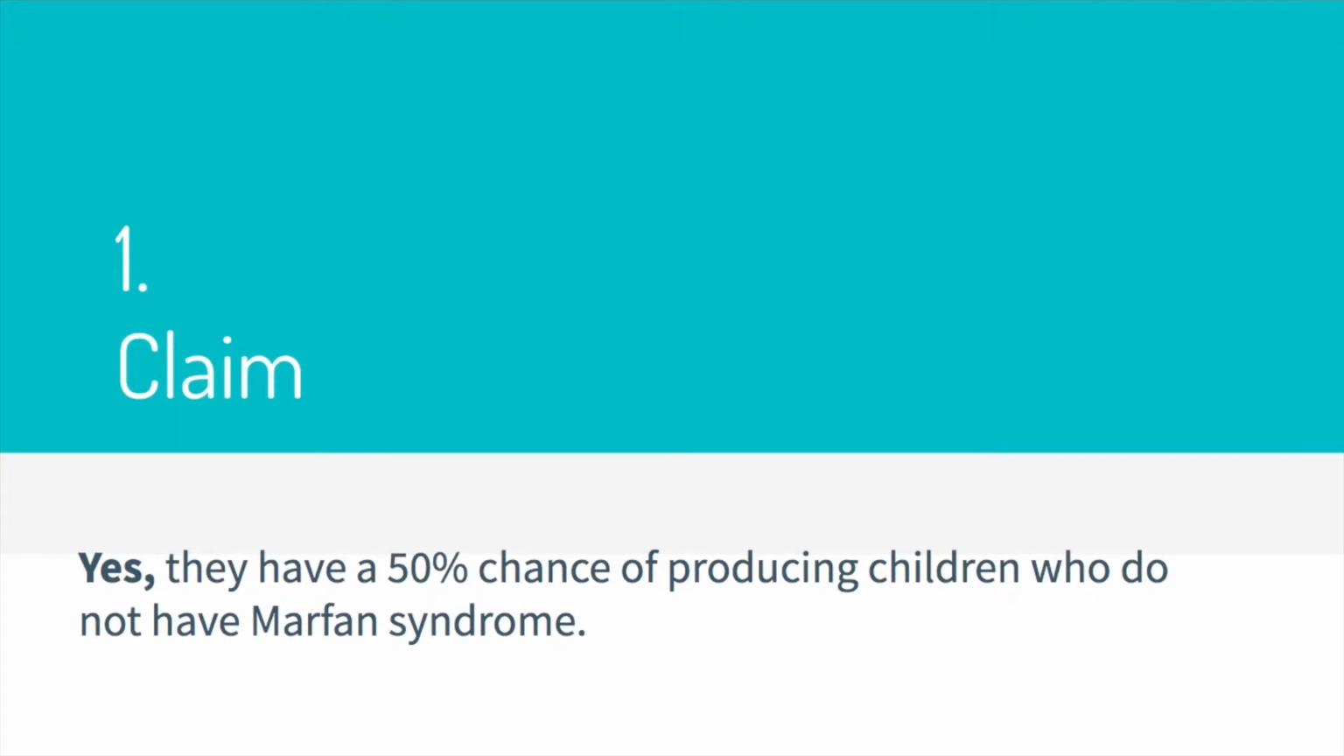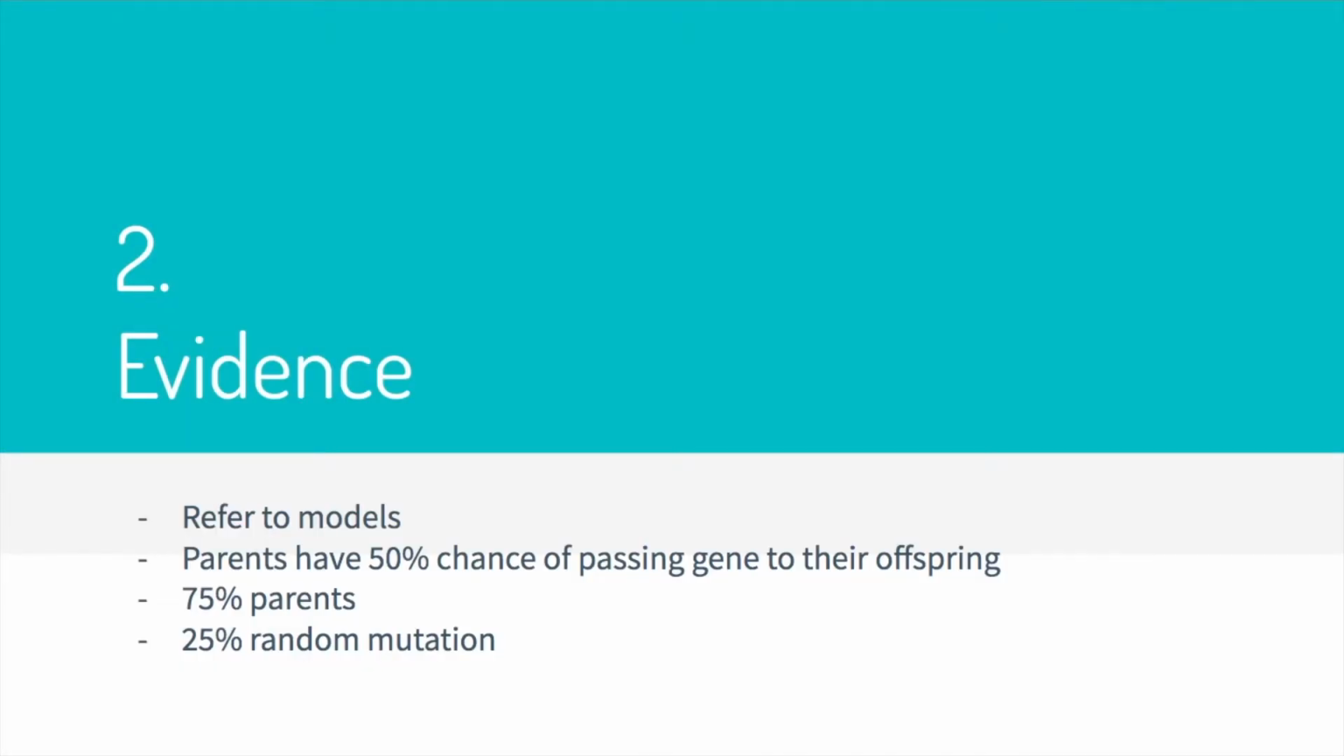So can parents who have a child that has Marfan syndrome produce more children without the disorder? Yes. They have a 50% chance of producing children who do not have Marfan syndrome. The model above shows how if only one parent has a copy of the mutated gene, they will have a 50% chance of passing it on to their offspring. So there is also a 50% chance that it may not be passed down to an individual sibling.